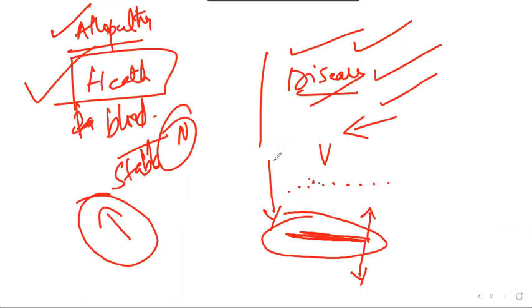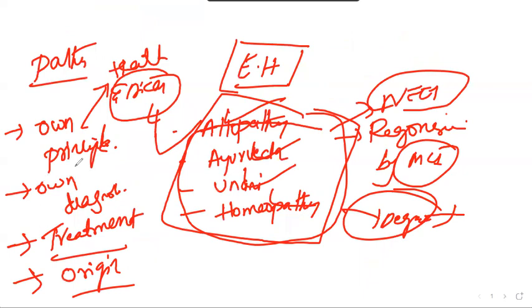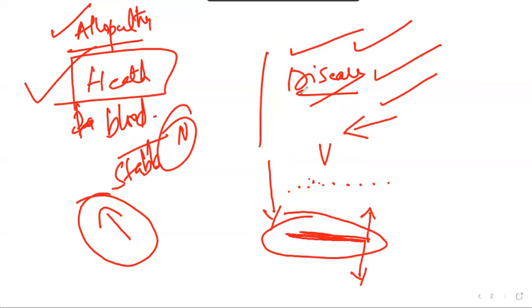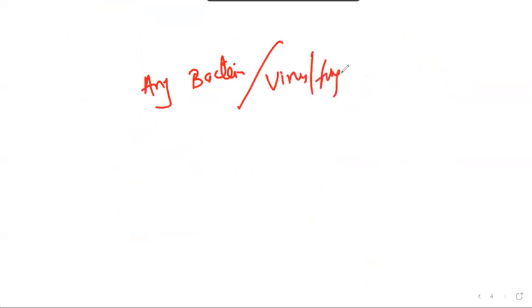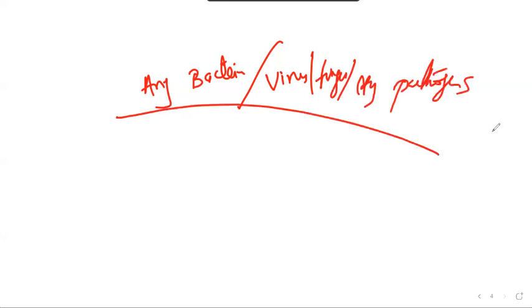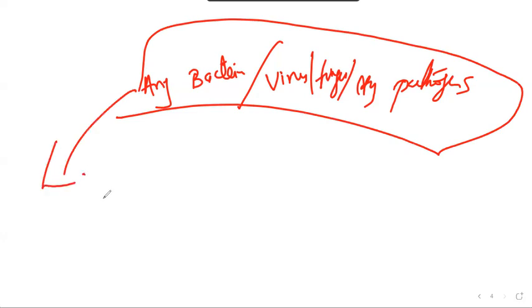Fever is a symptom. But what is the reason? I told you in the first slide that own diagnosis means what is the reason behind the disease. So we have to know in allopathy what is the reason. They describe that it may be any bacteria, virus, or fungus, any pathogen which enters into the body and affects it.